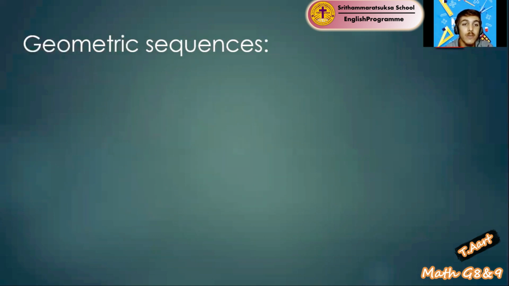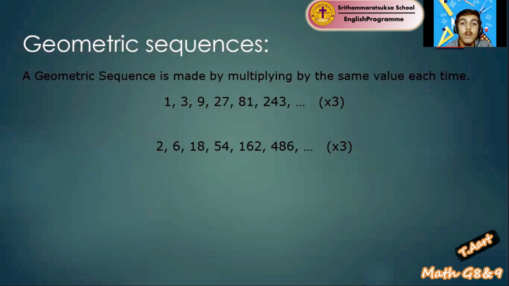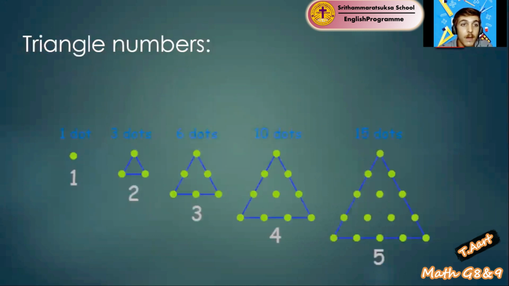In a geometric sequence, we are multiplying by the same value each time. So instead of plussing by 3 and 3 and 3, we multiply by 3, multiply by 3, multiply by 3. And same in the second example.